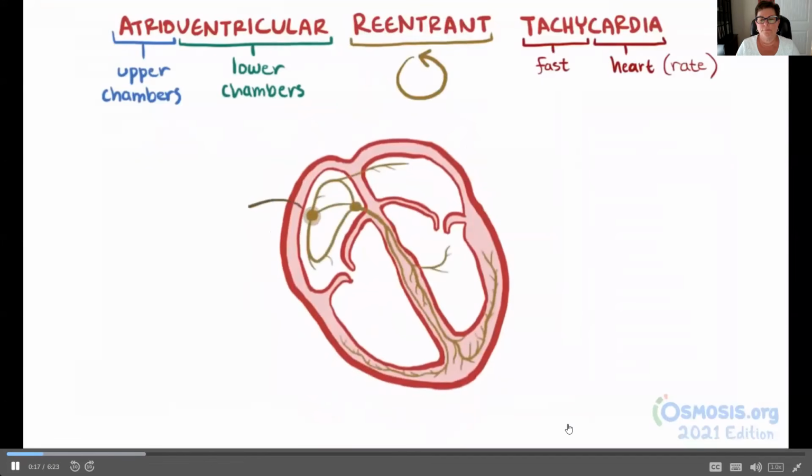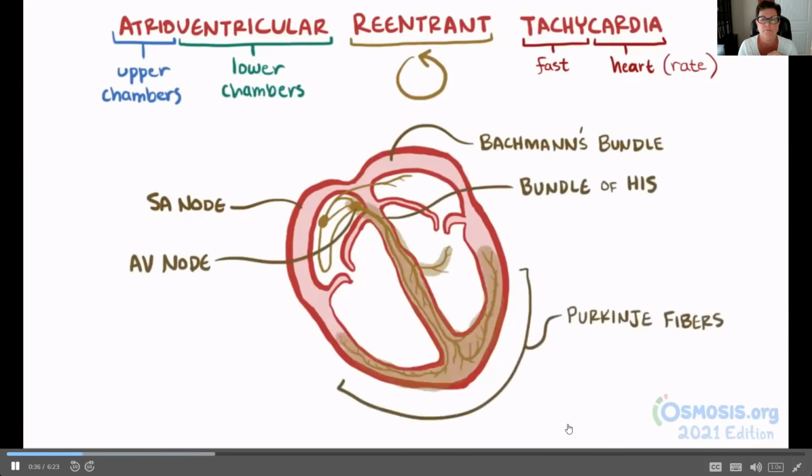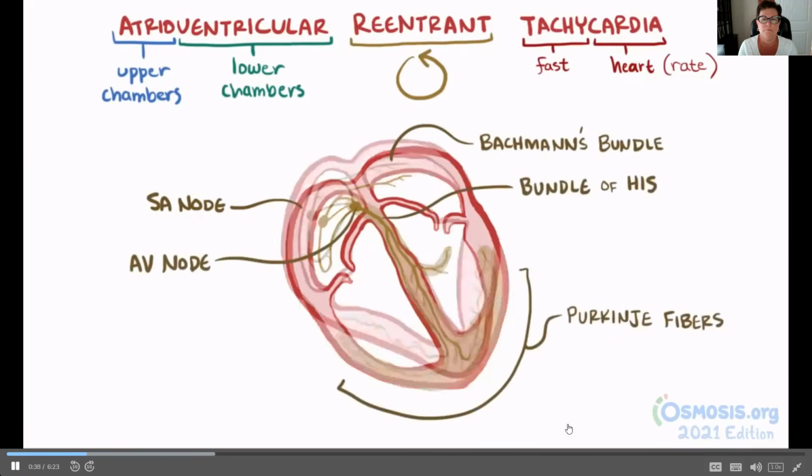Normally, an electrical signal starts at the sinoatrial or SA node in the right atrium. It then propagates out through both atria, including Bachmann's bundle in the left atrium, and then contracts both atria. It's then delayed just a little bit as it goes through the atrioventricular or AV node, before it passes through the bundle of His and onto the Purkinje fibers of the left and the right ventricles, causing them to contract as well.